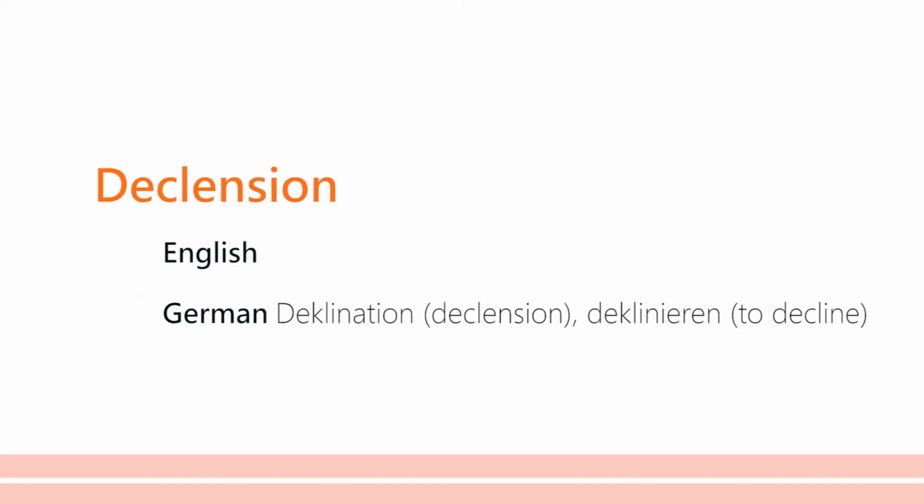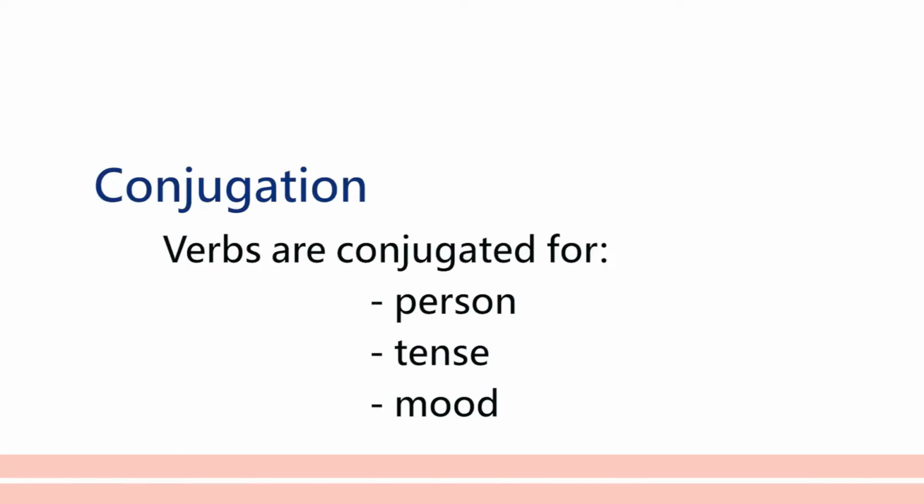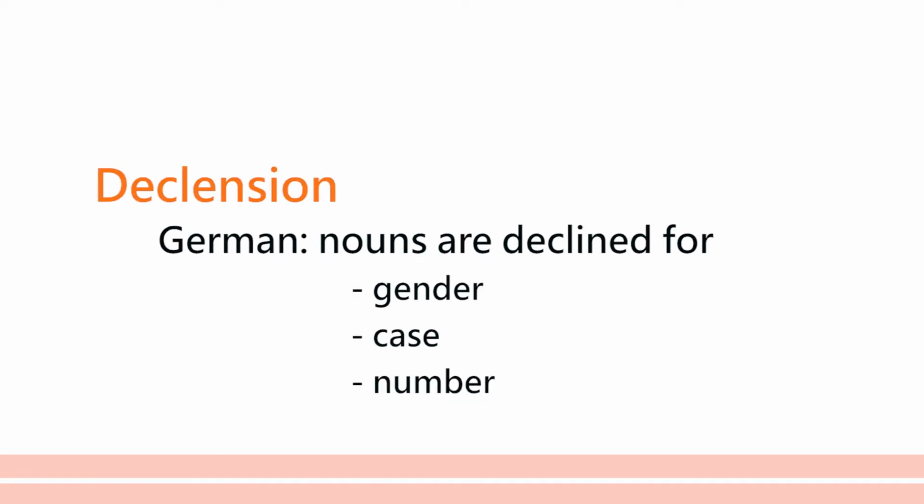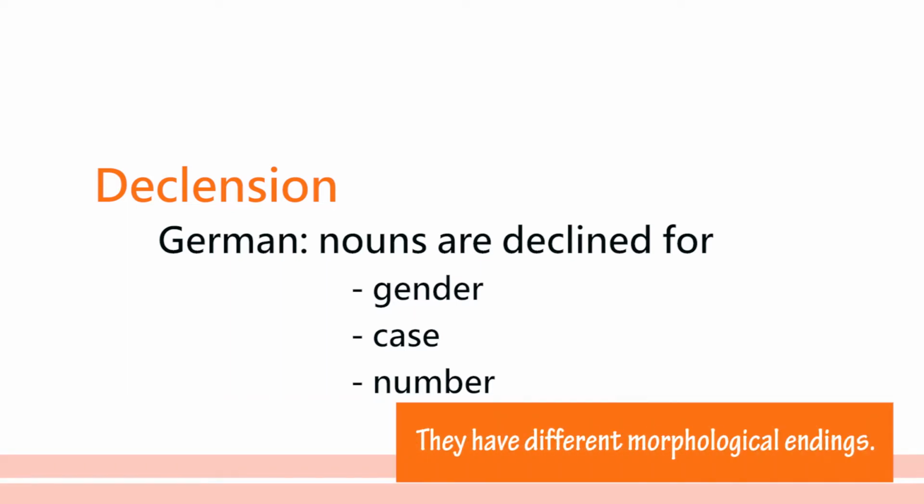You may not have heard it in English. If you learn German, you will need to learn about declension, and you will need to know how to decline nouns. You know, the way we told that verbs change form in a lot of languages because they're conjugated for person, number, tense, mood. In German, nouns are declined for gender, case, and number. And when I say decline, I mean they have different morphological endings.